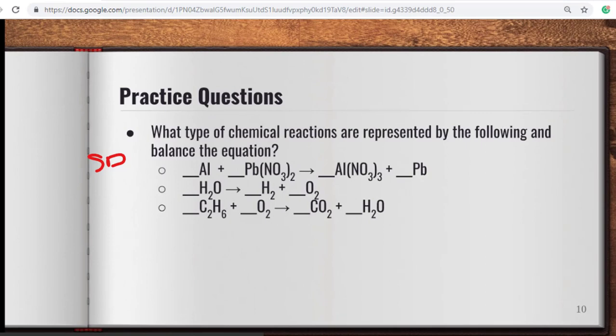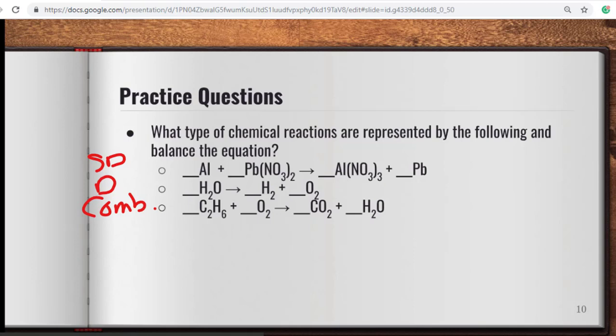In the second one, it looks like we have a single compound and then two independent, simpler substances at the end. So that is going to be a decomposition reaction. In the last one there, we have carbon and hydrogen reacting with oxygen to produce carbon dioxide and water. So you should know that that is a combustion reaction. Okay? So we've determined the types of chemical reactions. Now let's go through and balance these bad boys.